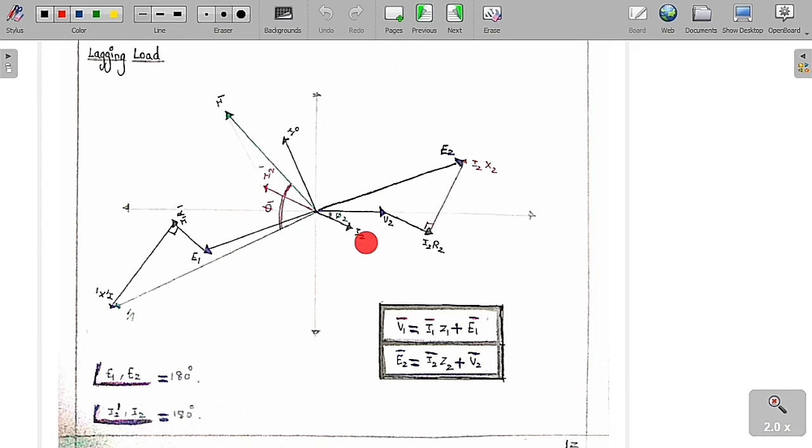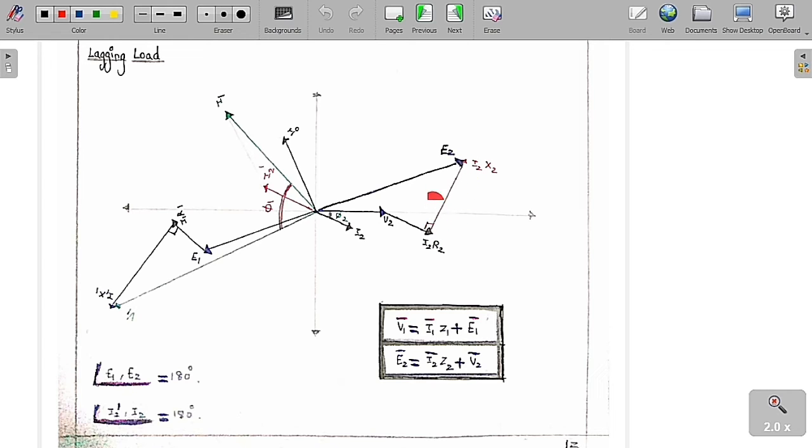Now, as there is R2 and jX2, the current and voltage across the resistor R2 are in phase. So if this is R2, this will be I2 into R2. Whereas in the inductor, the current is going to lag the voltage by 90 degrees. Therefore, here we have to use the voltage.